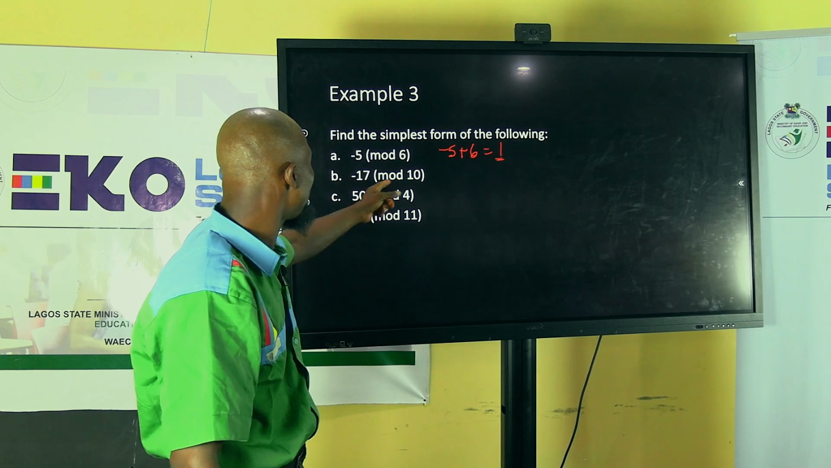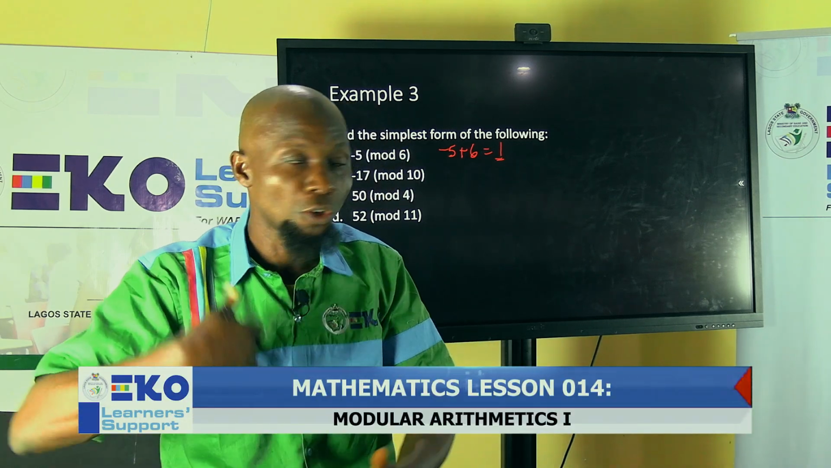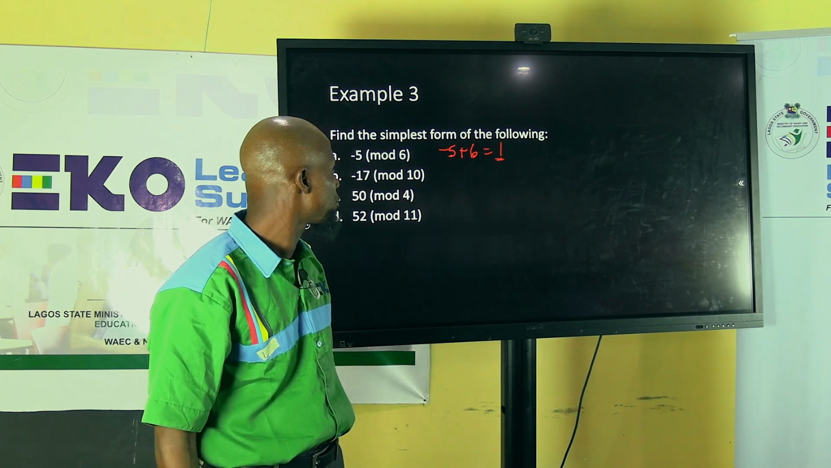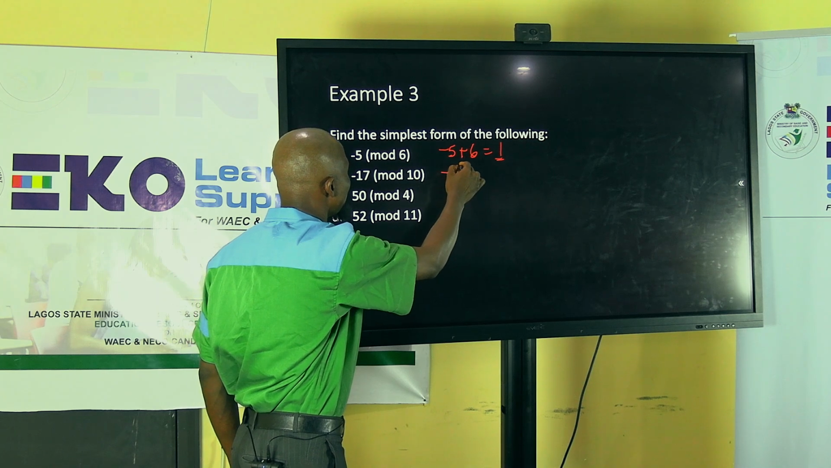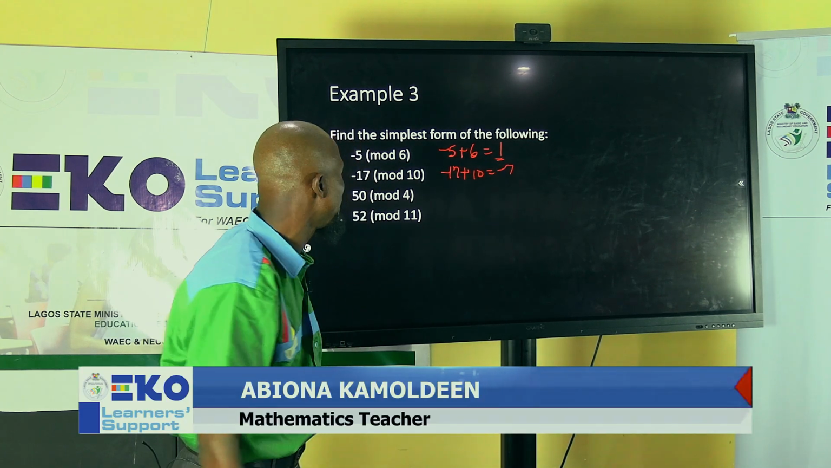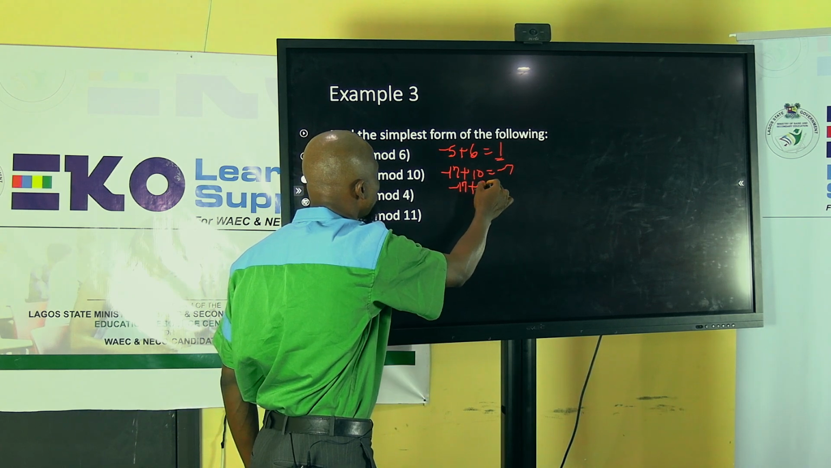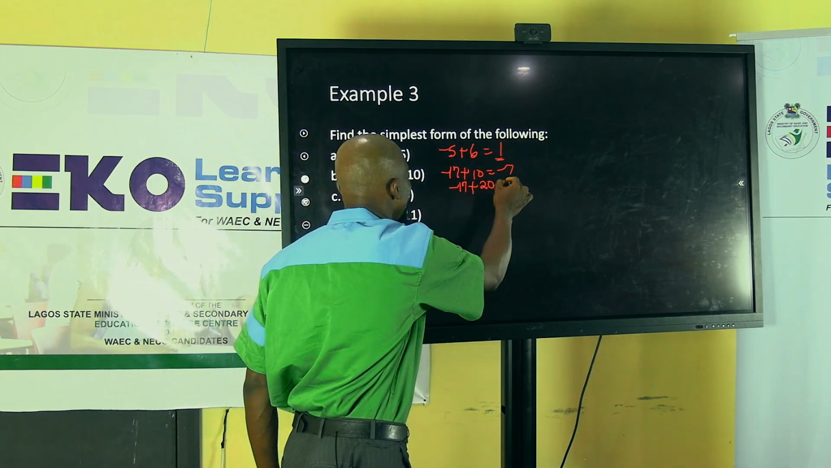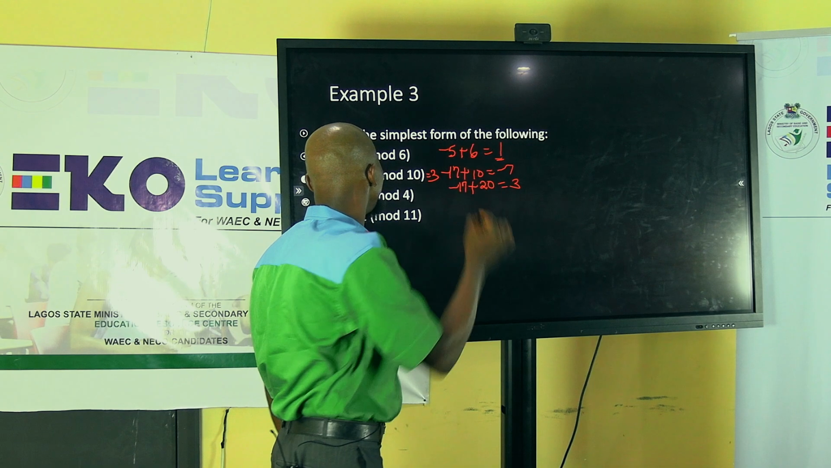The second one, minus 17 modulo 10. We also add multiples of 10, because we are in modulo 10. Minus 17 plus 10 will still give us a negative, minus 7. So you can't stop there. You go next. The next multiple of 10 is 20. Minus 17 plus 20 will give us 3. So the answer to this is 3.